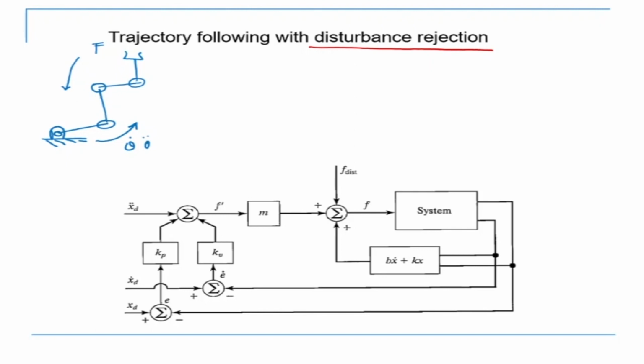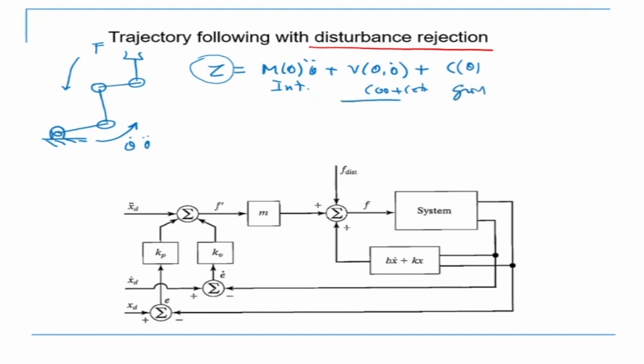The equation of motion is given by tau equals M theta double dot plus V into theta dot, which correlates the Coriolis and centrifugal forces, plus the gravity term. So what is this doing? This is the torque, the dynamic torque. This is the inertia. This is Coriolis plus centrifugal forces, plus this is gravity. So what are these doing? These are disturbing the system.